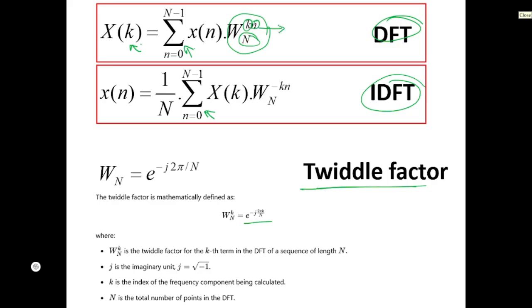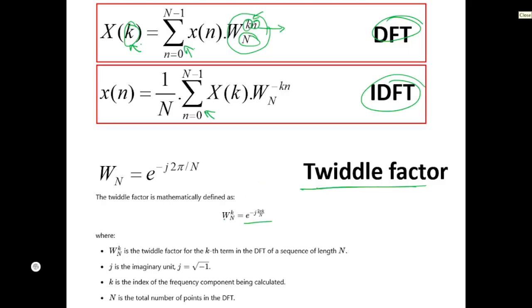This small n, what is it? This is the time index. What is the small k? If you see, small k is here, this is the frequency index. Multiplication of time index and frequency index.